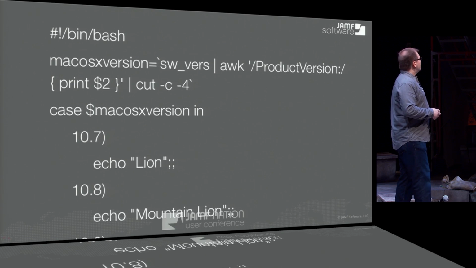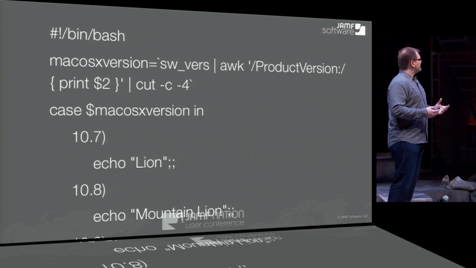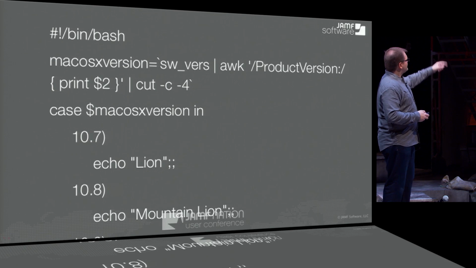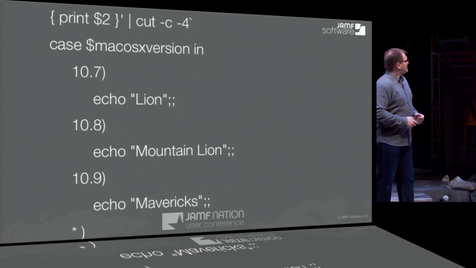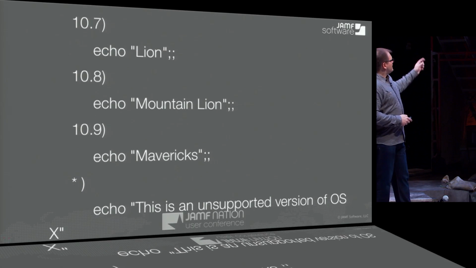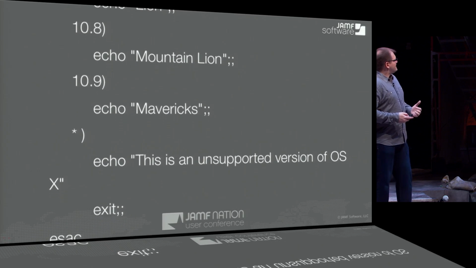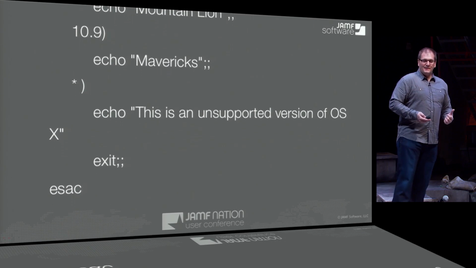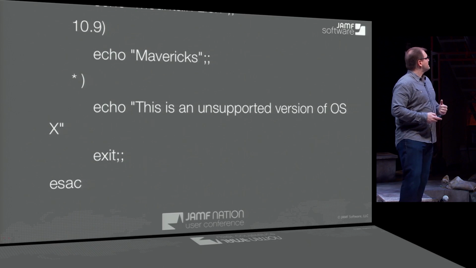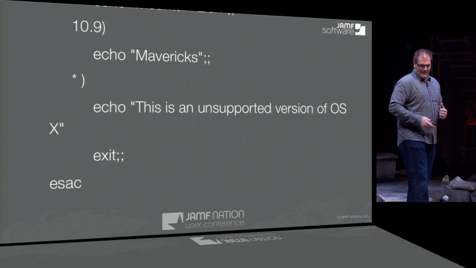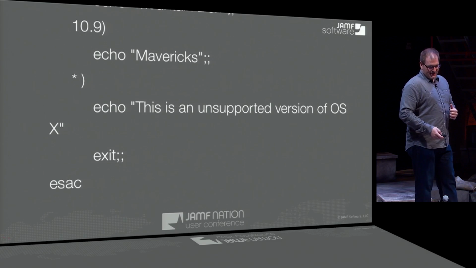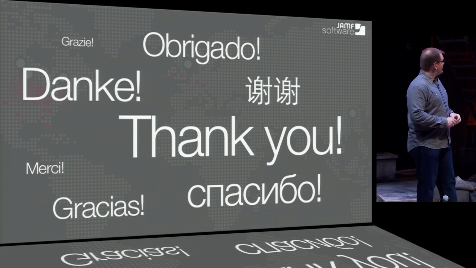So for every instance in the macOS 10 version variable that is 10.7, I want to echo lion. For 10.8, I want to echo mountain lion. For 10.9, I want to echo mavericks. And then this asterisk or star allows me to indicate for anything else that I haven't defined, this is what I want to do. Right? This is an unsupported version of OS 10. Okay? So that's a case statement. And that's what I've got.